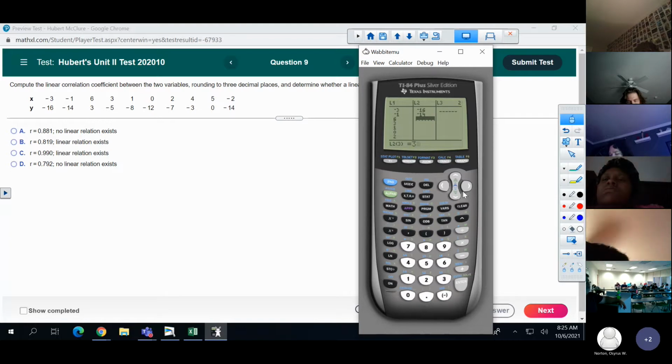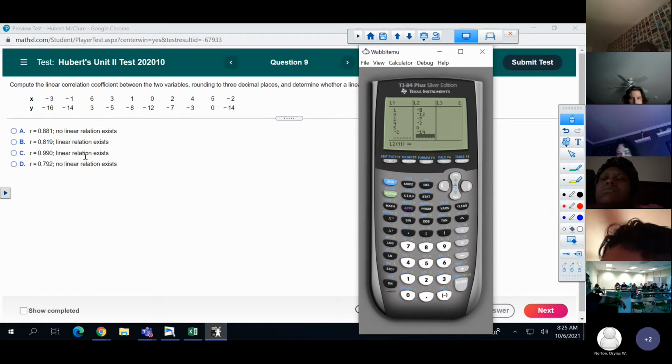3, -5, -8, -12, -7, -3. At least I know I'm the slowest person in the class because I have to do it like this. So everybody should be able to type it in before me. All right, so there's your first thing I'm going to do.